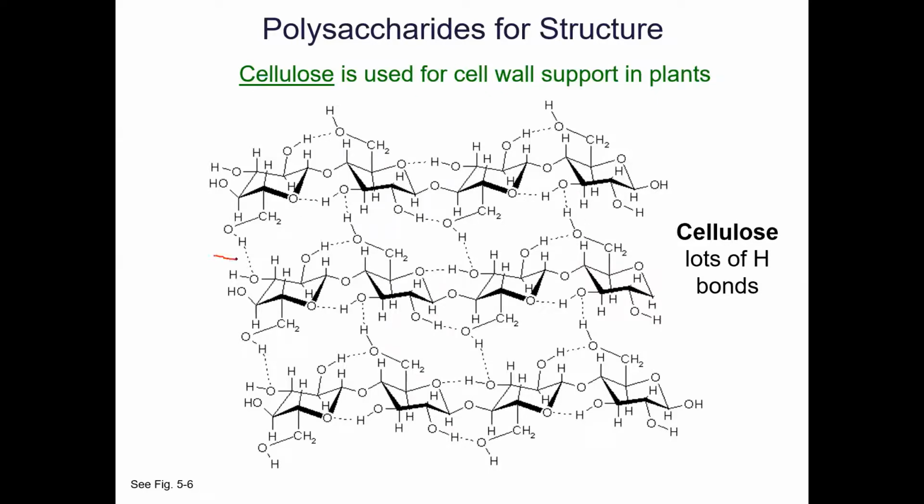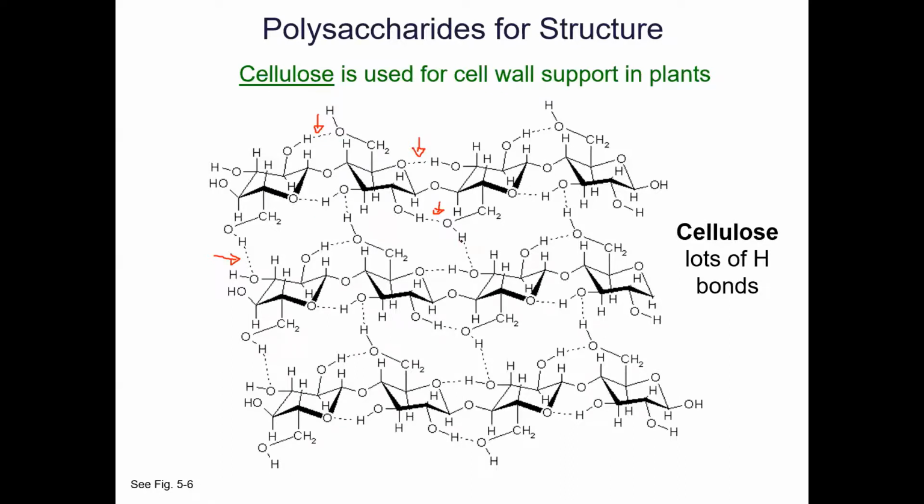So if you take a look, these little dotted lines are representing hydrogen bonds. So you probably learned about hydrogen bonds in high school, maybe briefly. I'll tell you they are weak molecular forces. And so what? So they're weak? Well, it turns out that now we have hundreds and thousands of hydrogen bonds. So even weak forces can become strong if you have lots of them. So there's way more hydrogen bonds in cellulose than starch.